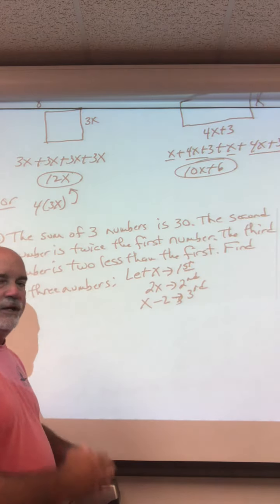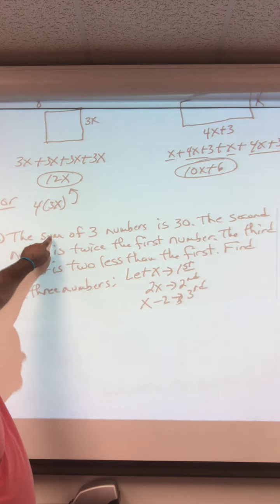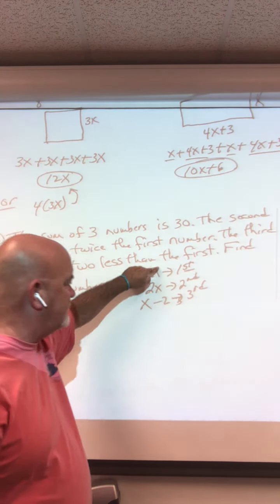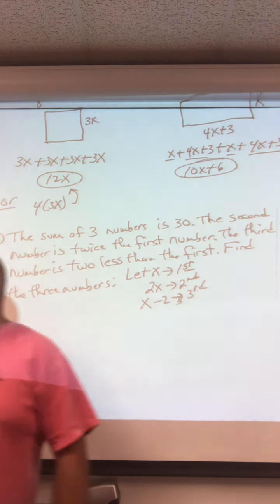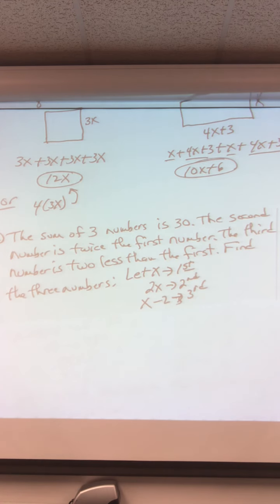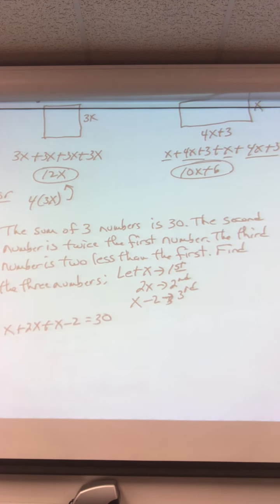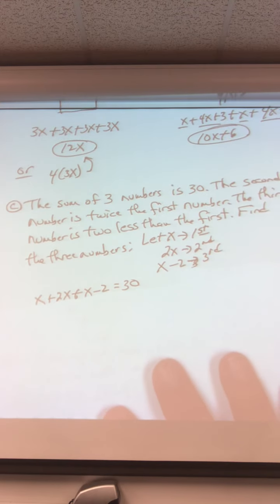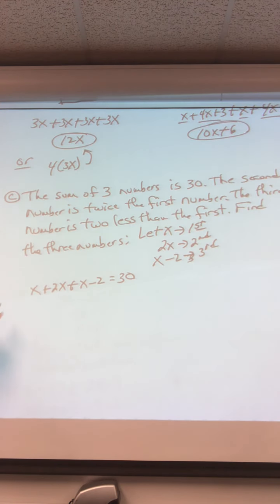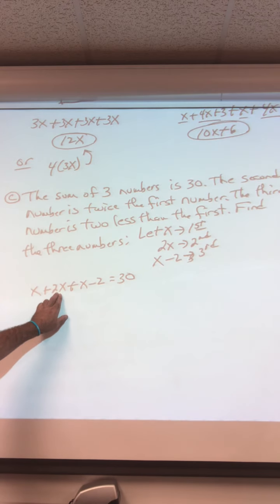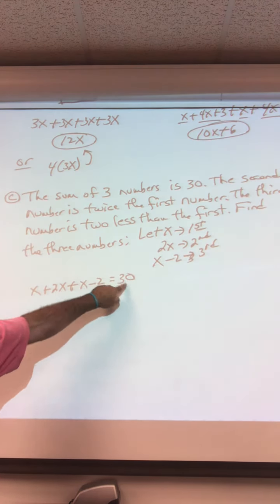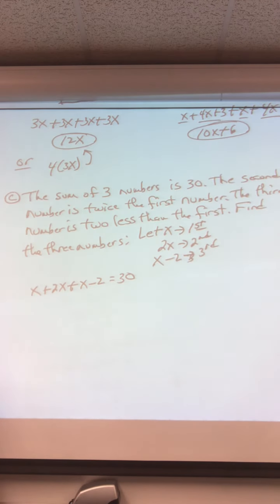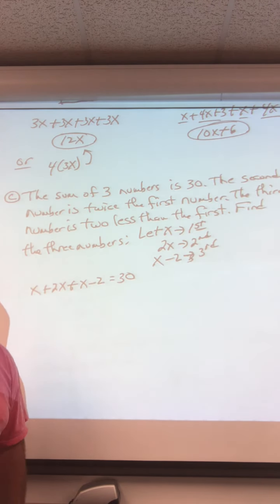Second thing I look for is your equation. Well, it says the sum of these 3 numbers. What does the word sum in mathematics mean? It means if you add them together. So if I add them together, it's equal to 30. So add the first one, here's the first one, here's the second one, and there's the third one. If you add these 3 together, it's equal to 30. That's the second thing I'm looking for.